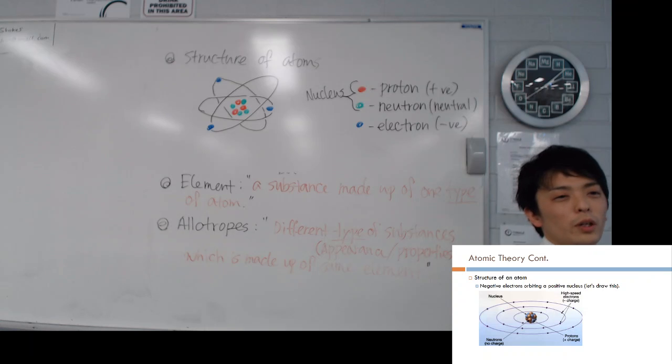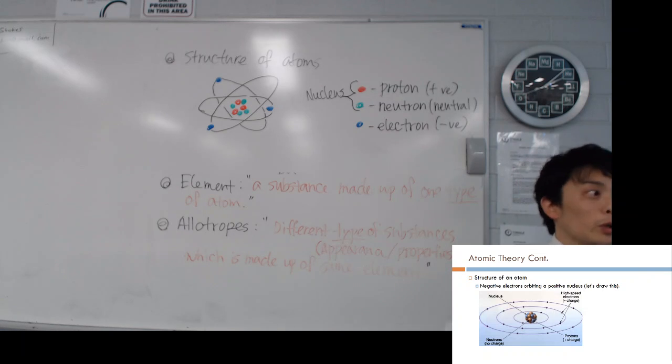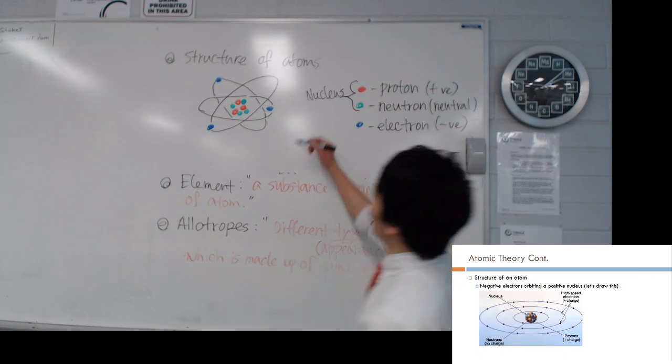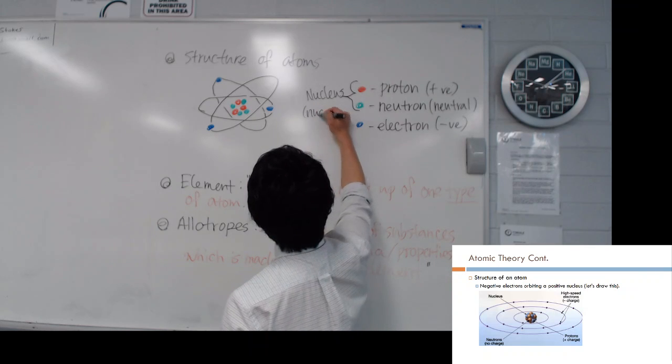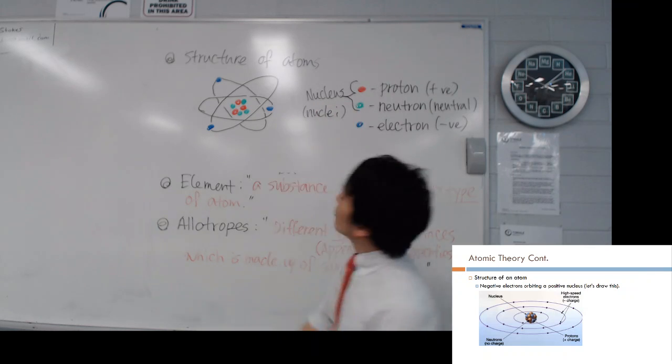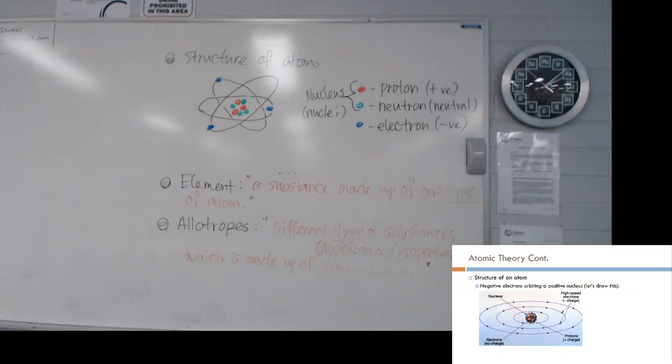English question. What do you think the plural of nucleus would be? Nuclei. Good. Like cactus, cacti, octopus, octopi, platypus, platypi. I'm pretty sure you can. I just did it all in circles.